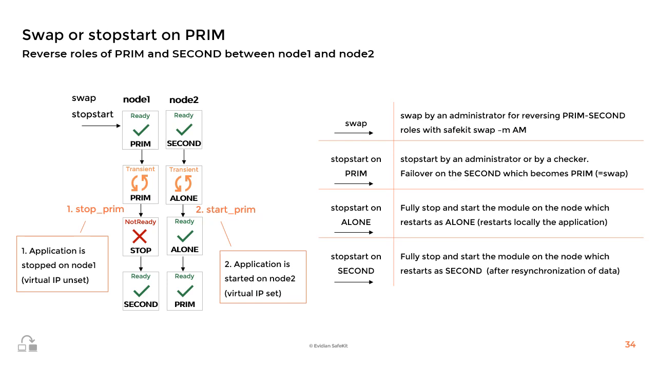First, the stop prim script is executed on node 1. During this execution, the state transitions from prim green to prim orange on node 1, during which the application is stopped and the virtual IP is unset. After that, the virtual IP is set on node 2 and the start prim script is executed on node 2, which transitions from second green to alone green, meaning that the application is restarted on node 2. After the module has stopped on node 1, it automatically restarts and transitions to the second green state after resynchronization of data. Finally, the roles of primary and secondary have been reversed between node 1 and node 2.